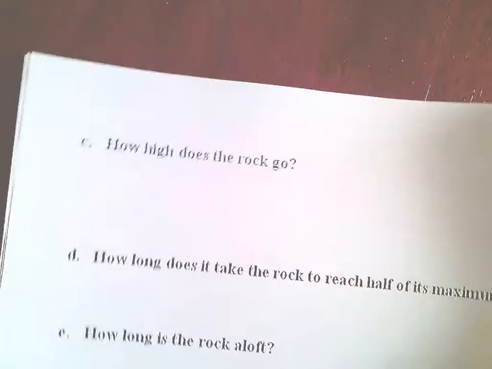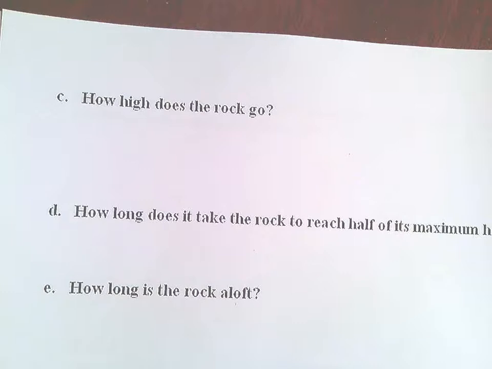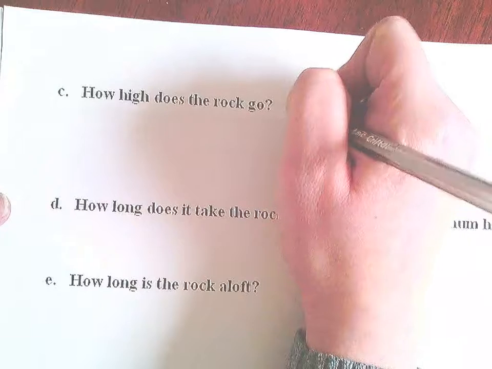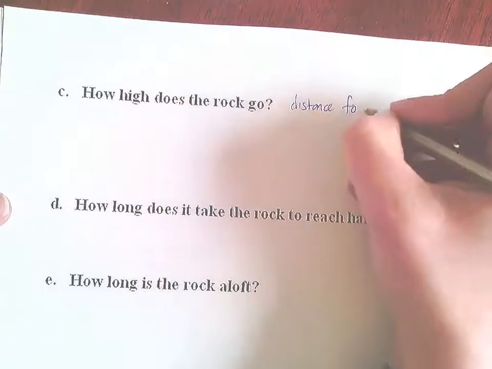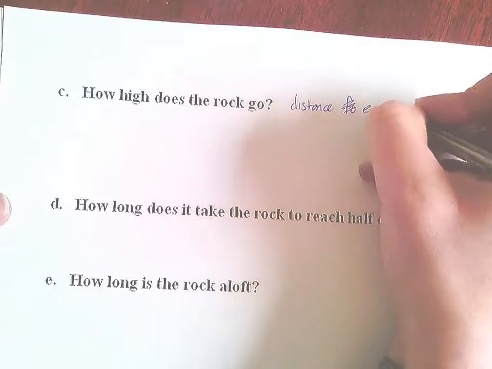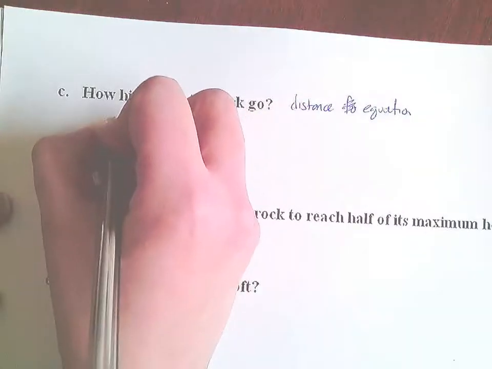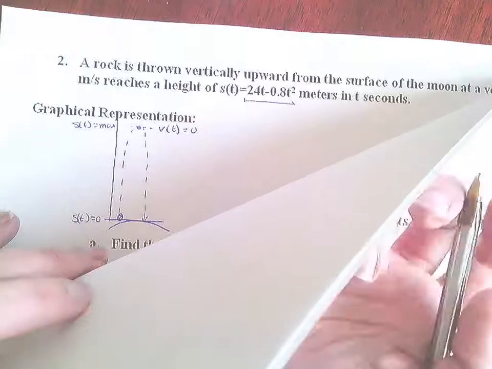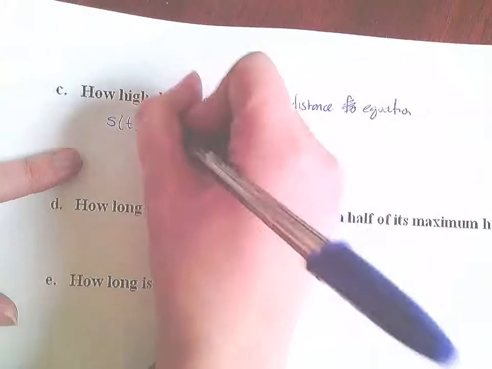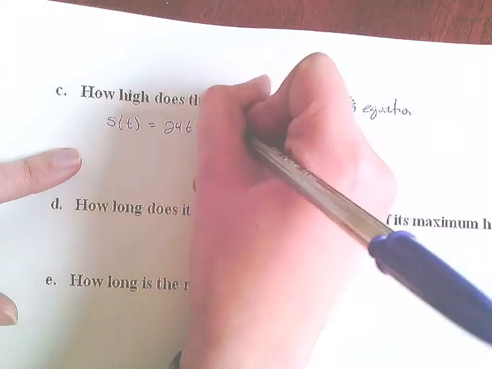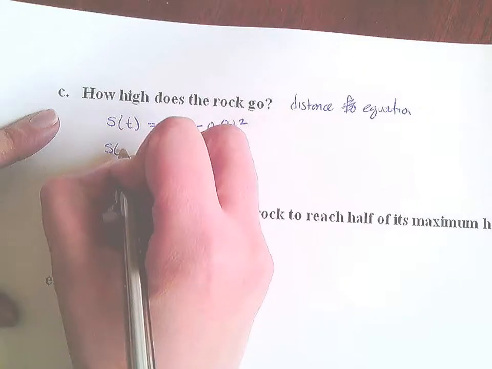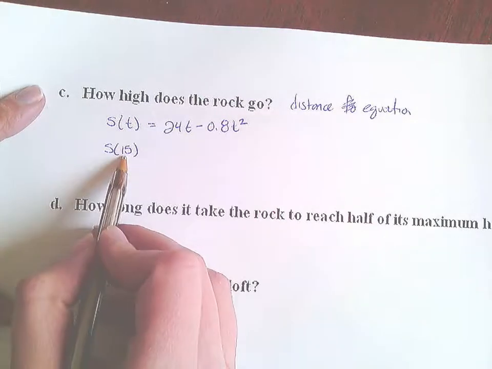So moving on, how high does the rock go? Basically, this is asking for a distance formula, distance equation. So we are going to be using the original s of t function, which was 24t minus 0.8 t squared. So s of 15. So where did I get that 15?